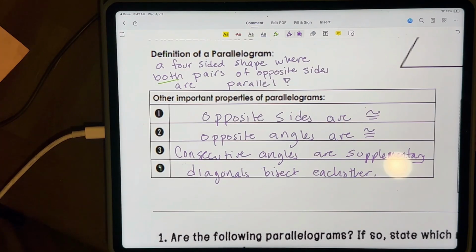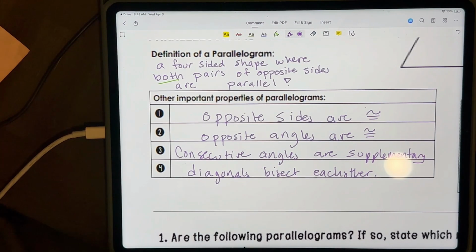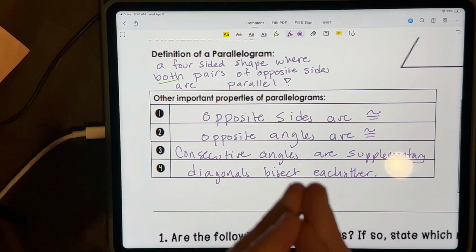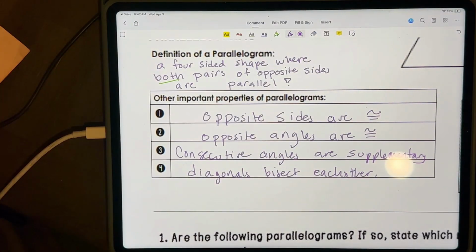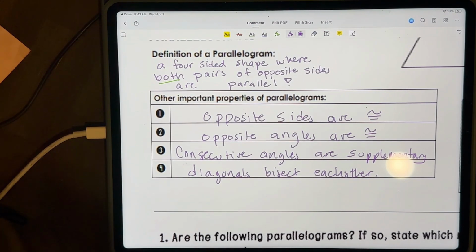The last few days we learned about kites and trapezoids, and trapezoids, if you remember, have one set of parallel sides. Kites have two consecutive sides that are congruent. Remember, they have the top and the bottom, and those are congruent. So again, the definition is a four-sided shape where both pairs of opposite sides are parallel.